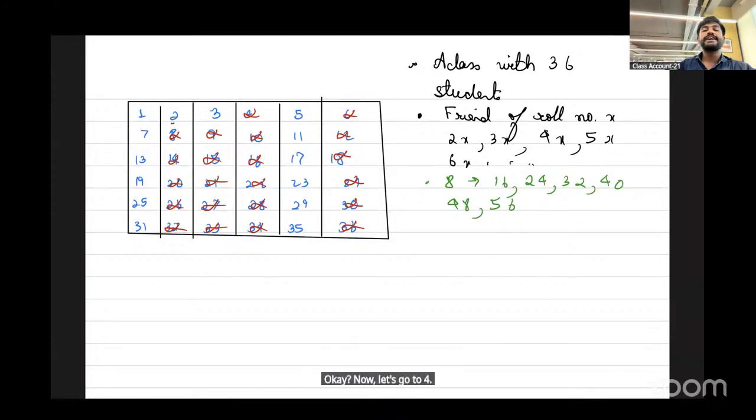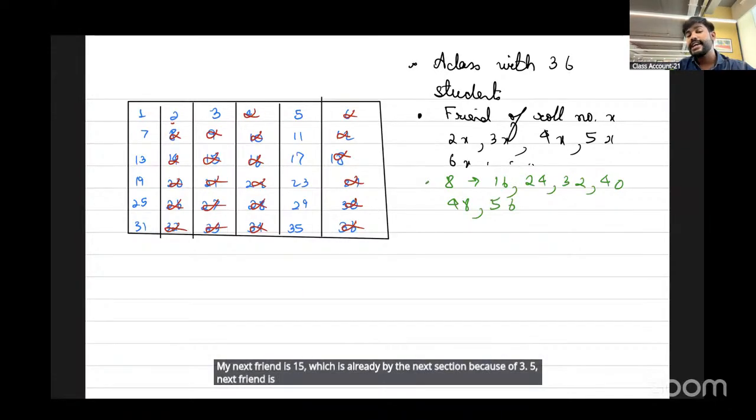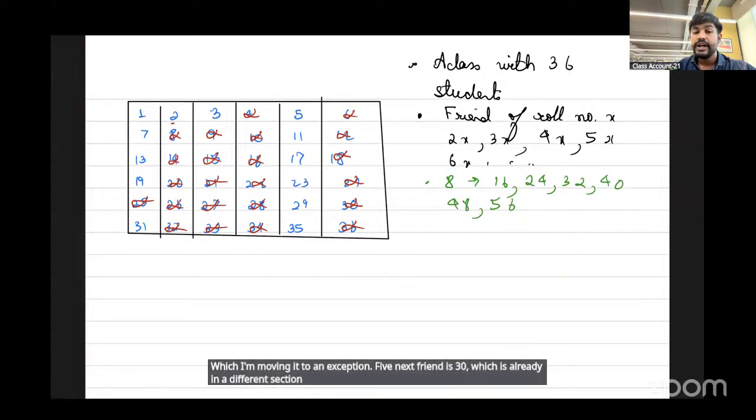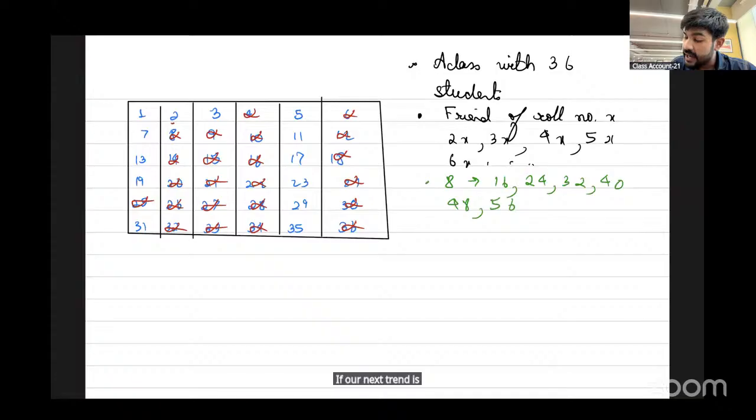4 is already in a different section. Let's go to 5. 5's friend is 10, which is already in a different section. 5's next friend is 15, which is already in a different section because of 3. Next is 20, already in a different section because of 2. Next is 25, which I am moving to a different section. Next is 30, already moved because of 2. Next is 35, I am moving it to a different section.